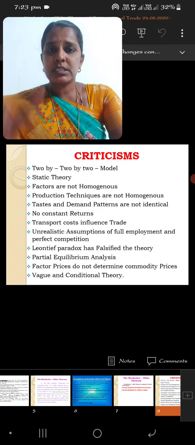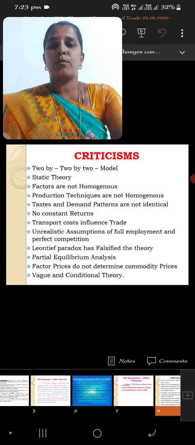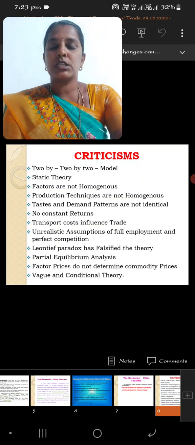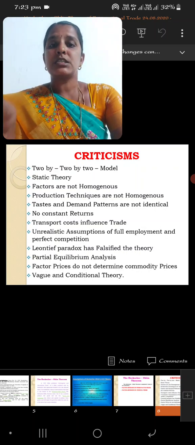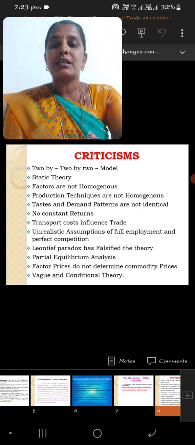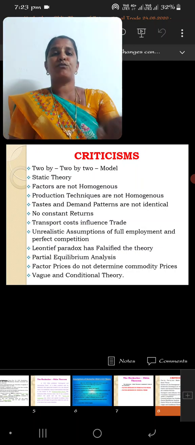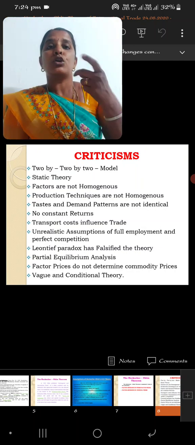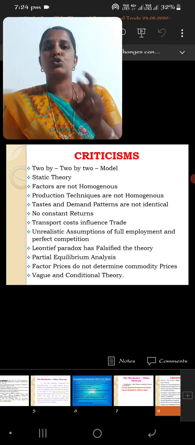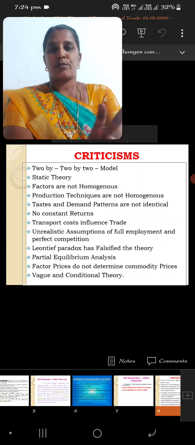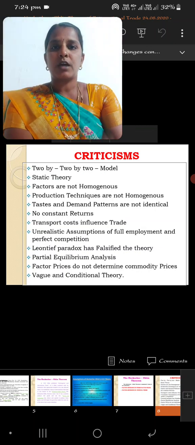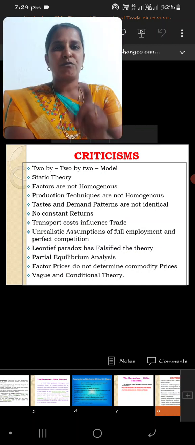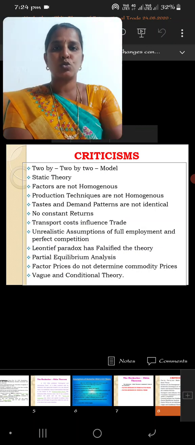So what are the criticisms? The 2 by 2 by 2 model, static theory, factors are not homogeneous, production techniques are not homogeneous, taste and demand patterns are not identical. So here we are following only the 2 by 2 model. That is, we are using two factors of production and two goods, so everything we are using is two. That is the first criticism of the 2 by 2 model.